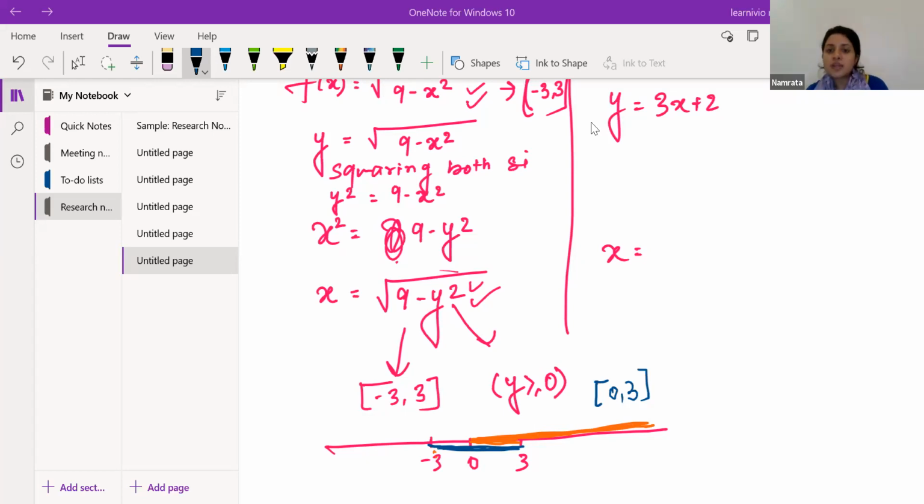Yeah. So the common region is 0 to 3. Hence the range will be 0 to 3.